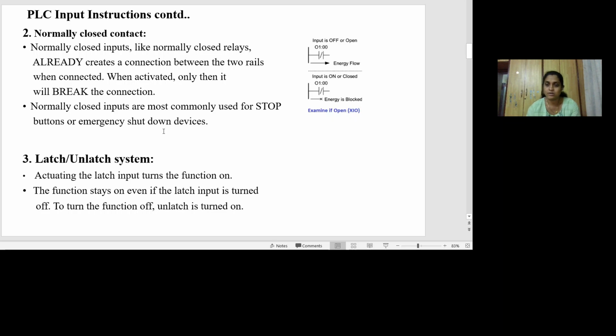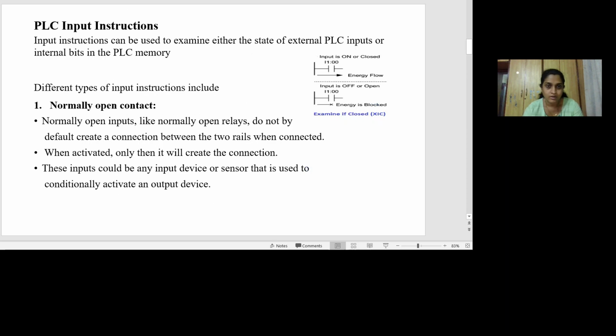This normally open contact is also known as the examine if closed contact. The NO contact is also called examine if closed. It means that it is by default open, so you are trying to check the status of a NO contact by executing this instruction, examine if closed. Only when the NO contact is closed will the output device be energized.